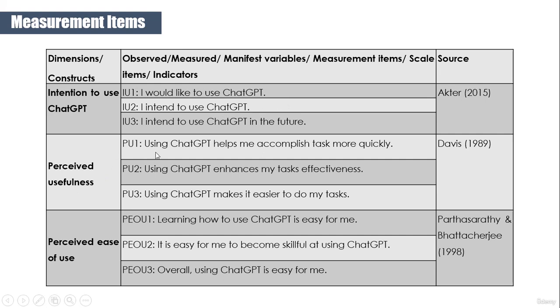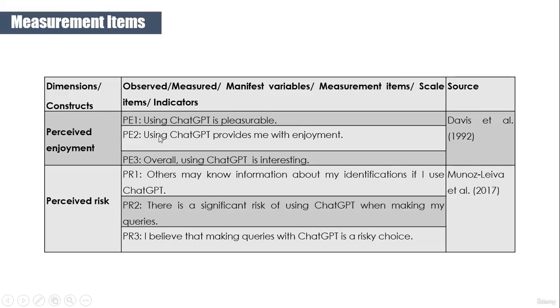So similarly, perceived usefulness, how useful they find it. Say, using ChatGPT helps me accomplish tasks more quickly, and 3 questions. Perceived ease of use: learning how to use ChatGPT is easy for me. Then perceived enjoyment: using ChatGPT is pleasurable.